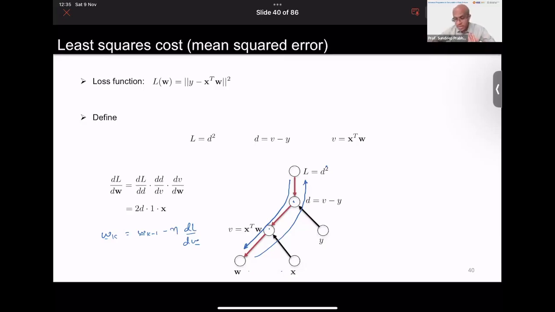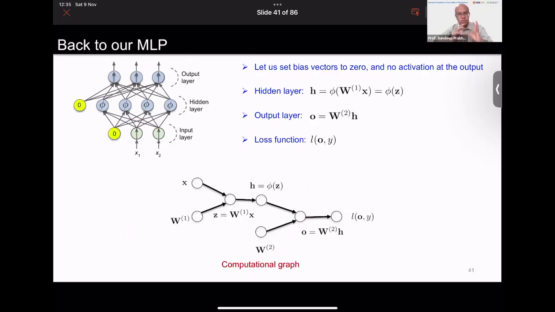Now let's try to do the same exercise for our MLP, but a super simplified one, where I'll assume that it does not have any nonlinearity. The bias terms are 0. So now let's see what the computational graph would look like. With this idea, you can basically form a computational graph for any large neural network you have, right? So B2 is 0, B1 is 0. Once you have this, you can form a computational graph as follows.